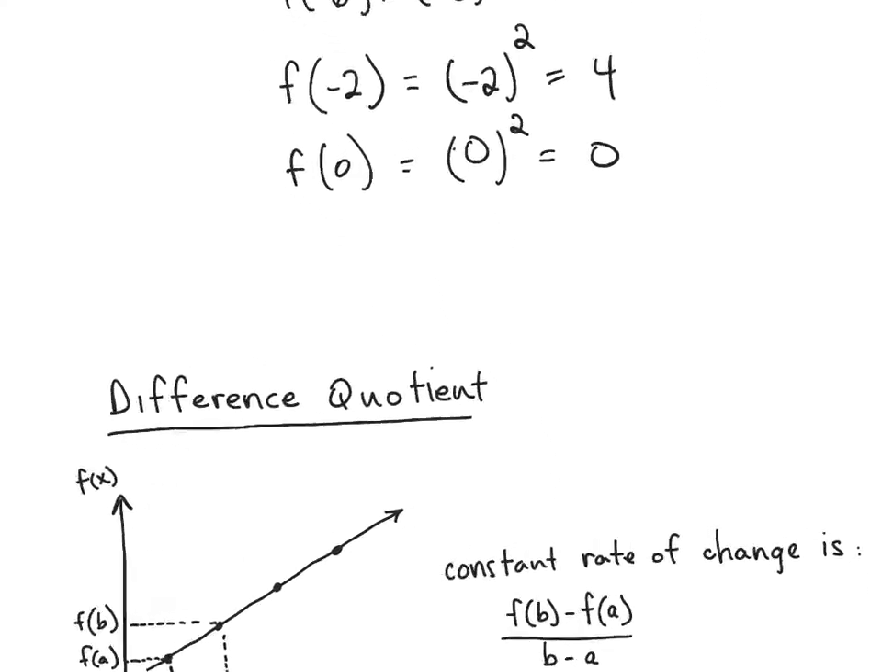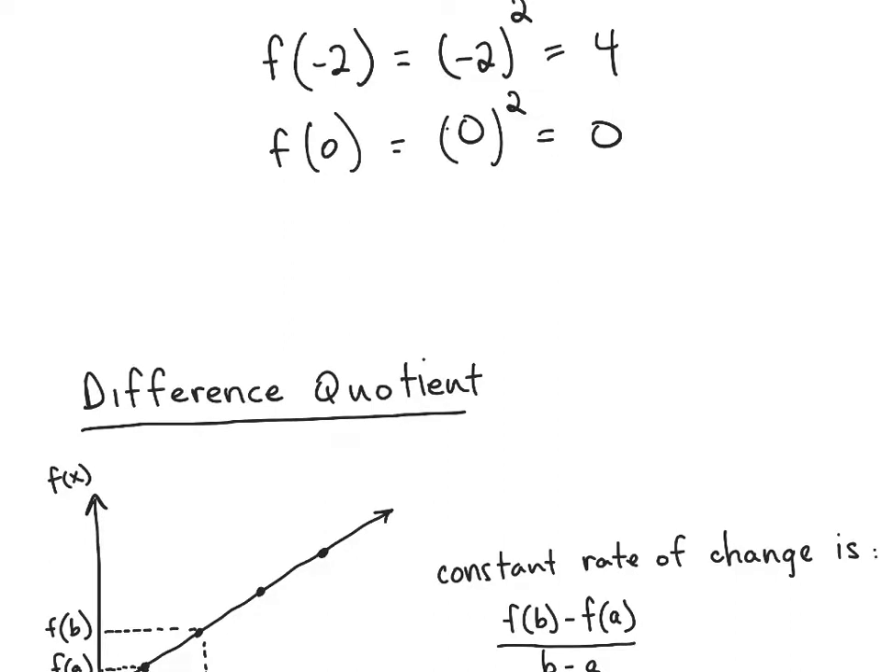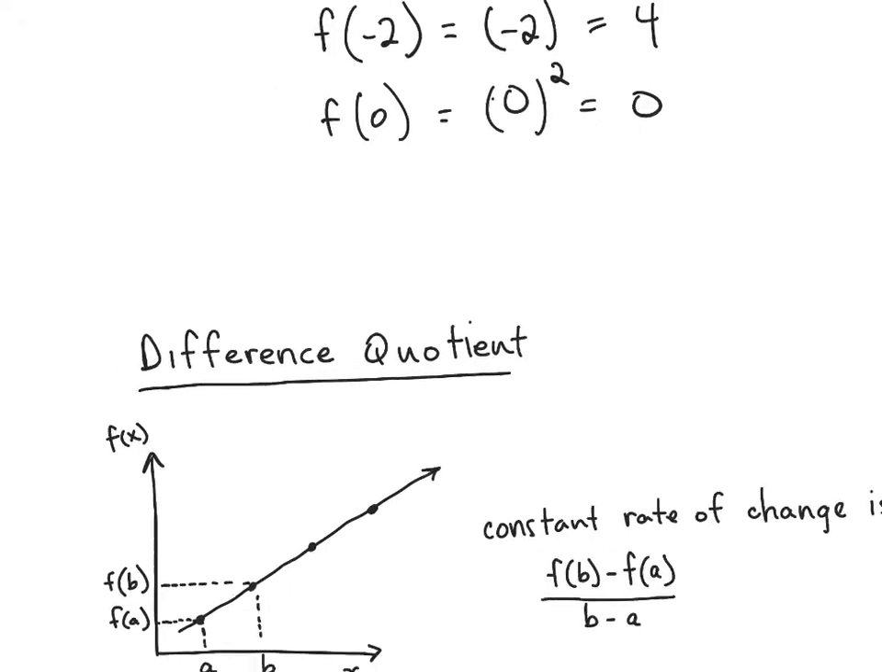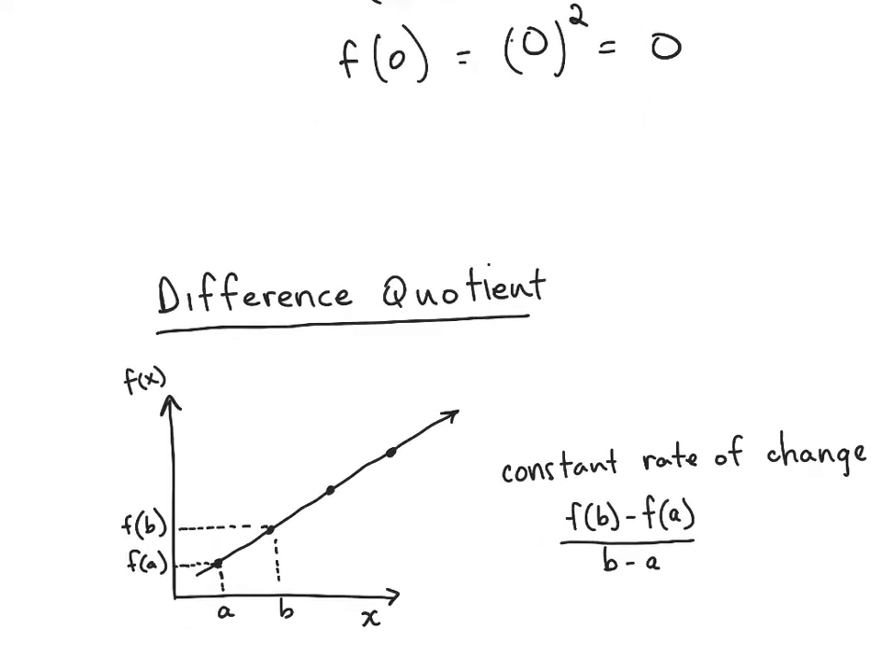Okay. The third learning target is evaluating what's called the difference quotient. I want to give you a little bit of background before we just jump straight into the formula. So a difference quotient stems from looking at the rate of change of functions. Now you've spent, I'm sure, a great deal of time exploring linear functions. Linear functions have a constant rate of change.